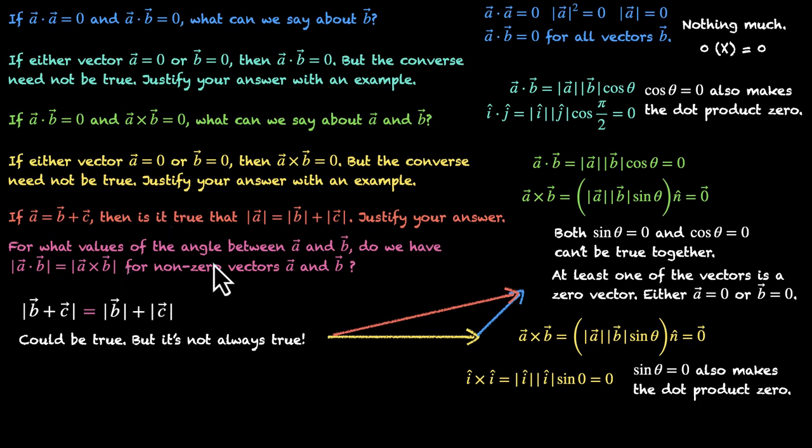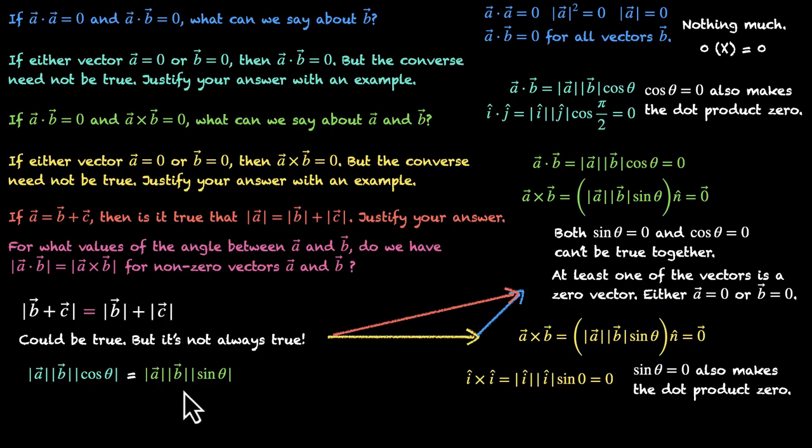For what values of the angle between A and B do we have mod of A dot B equal to mod of A cross B? And in this case, we are taking non-zero vectors A and B. So now we have to make the magnitude of the dot product equal to the magnitude of the cross product. For what angle between A and B is this happening? Let's think about it. Mod of A dot B is mod of A, mod of B, and because we're taking the magnitude, we'll have mod of cos theta, the positive value. That's equal to mod of A cross B, so that's mod of A, mod of B, and mod of sine theta. N cap, the perpendicular vector, has magnitude 1, so we can ignore it.